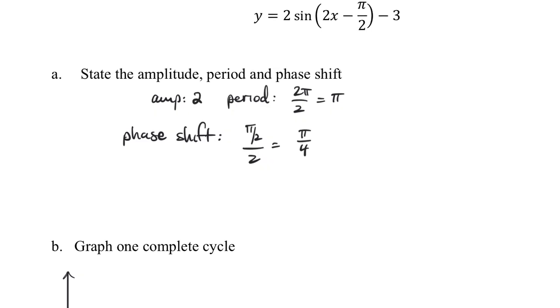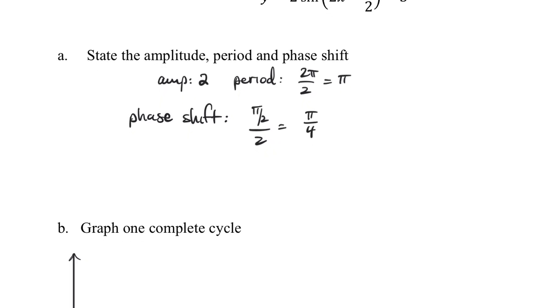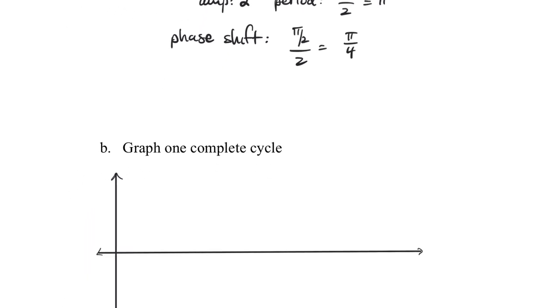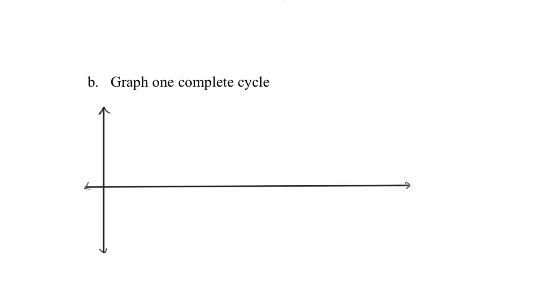So we need to account for both a phase shift and a vertical shift down 3 units. So the phase shift is pi fourths of a unit to the right. So let's say this is pi fourths. And then we shift down 3 units. So I'm going to create a new vertical and horizontal axis centered around that point. It's been shifted to the right and down 3 units right there.